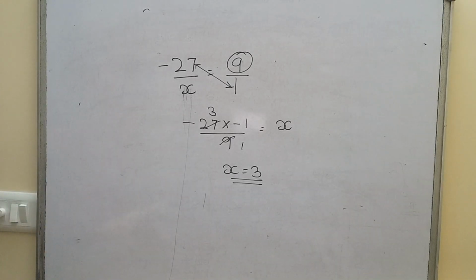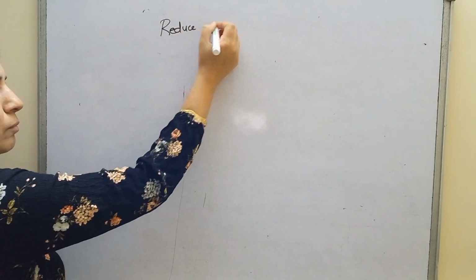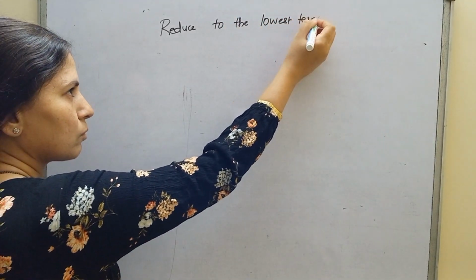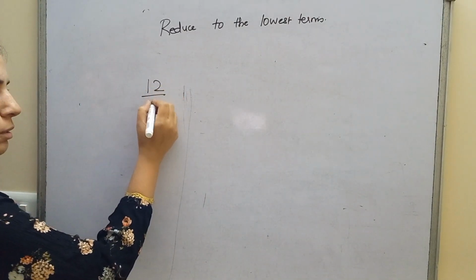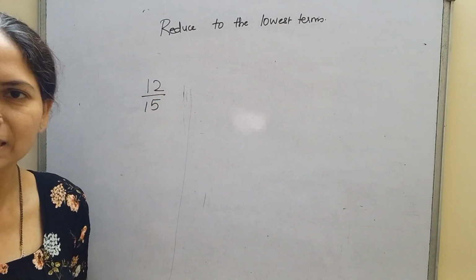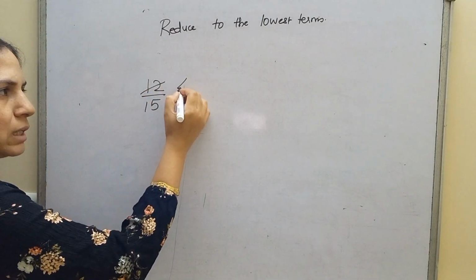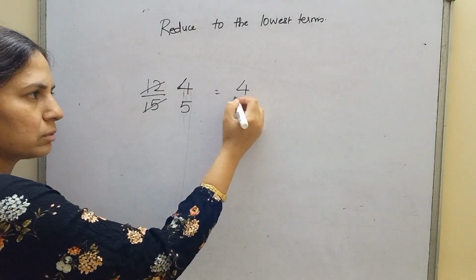Express each of the following in the lowest terms. Next question is reduce to the lowest terms. Now look here, my dear students. 12 upon 15. Are 15 and 12 going to go in the table of 2? Is it a multiple of 2? No. 3? Yes. How many times? 3 4s are 12, 3 5s are 15. This is the final answer.